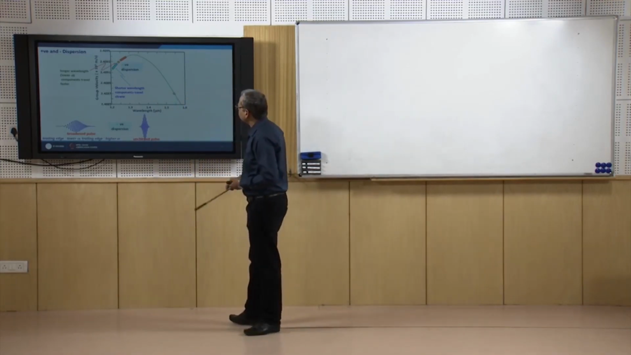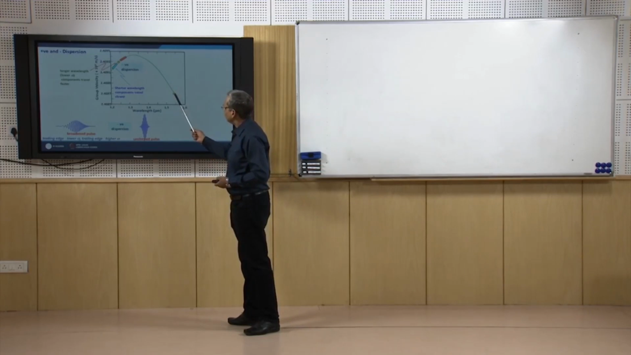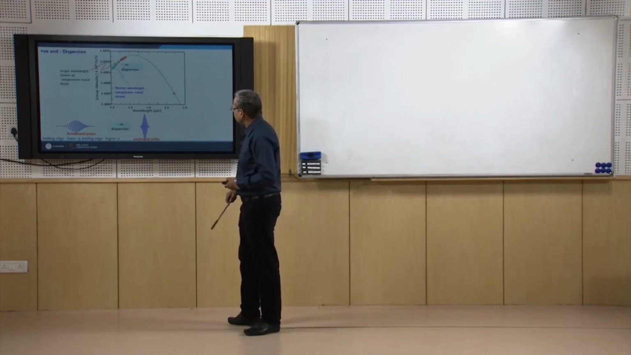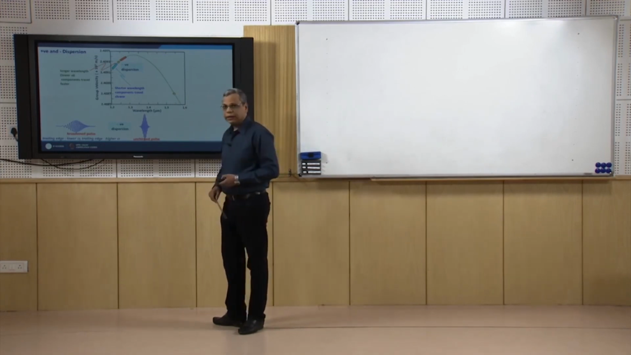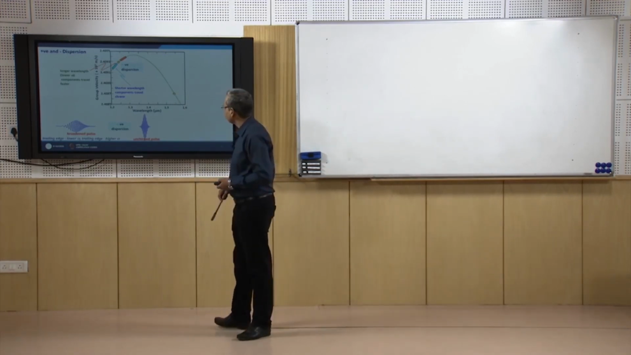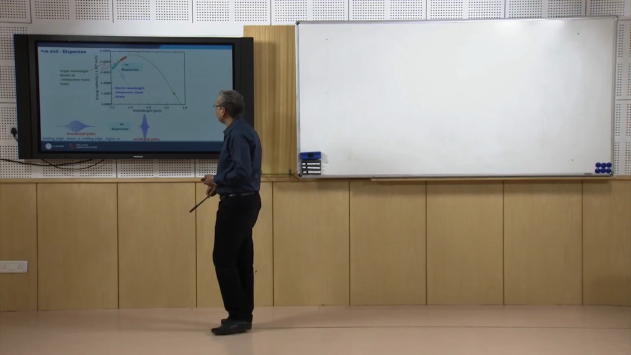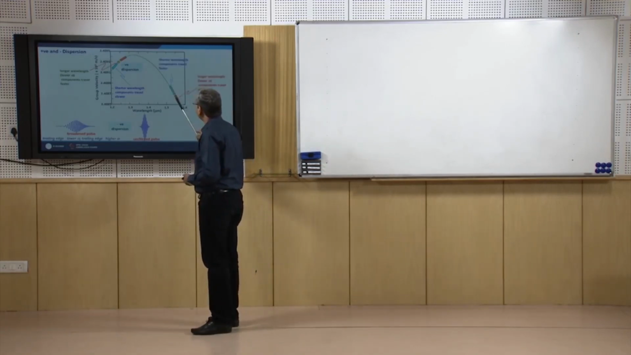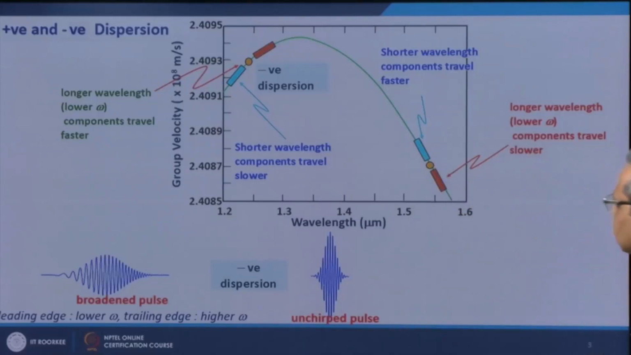While if I take my laser source somewhere here, then I know at this wavelength the dispersion is positive, and if I look at the group velocity of the shorter and longer wavelength components in the vicinity of the center wavelength, then here the shorter wavelength components travel faster and the longer wavelength components travel slower.